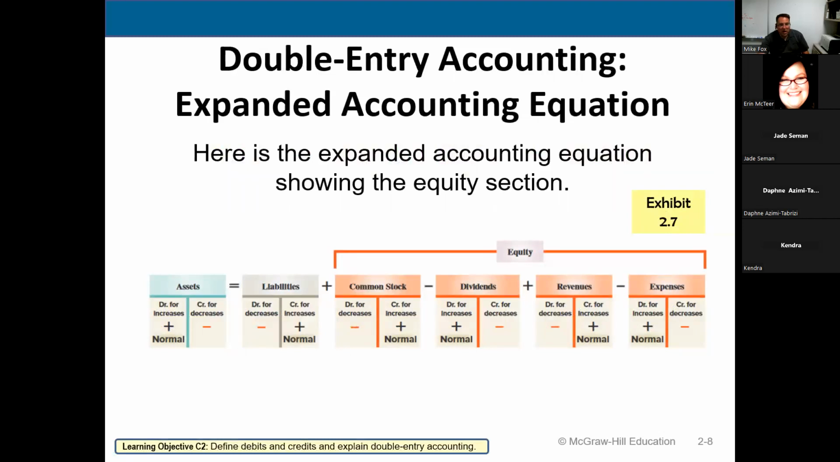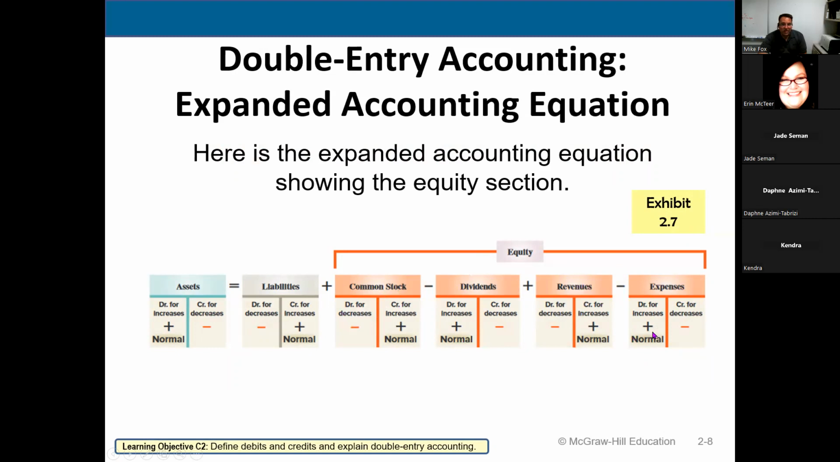Also recognize that with equity accounts, it matters if the account increases or decreases equity. Those accounts like common stock and revenues that increase equity will decrease with a debit and increase with a credit. And those accounts that decrease equity, dividends and expenses, will be the opposite. They'll increase with a debit and decrease with a credit.